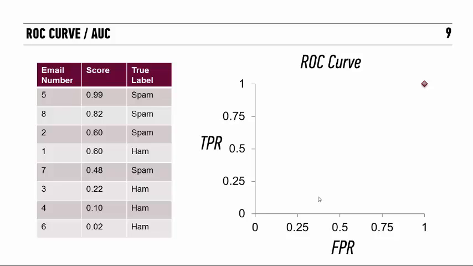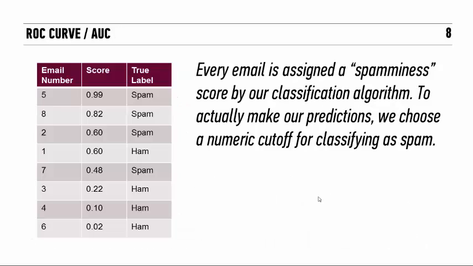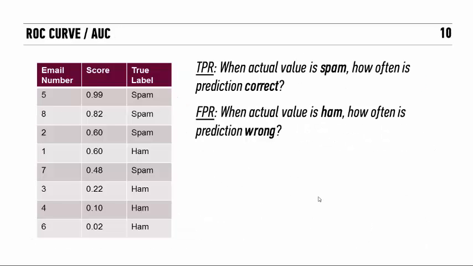Another way of saying it would be, going back to that: when an actual value is spam, how often is the prediction correct? Well, you want that to be high. When an actual value is ham, how often is the prediction wrong? You want that to be low.